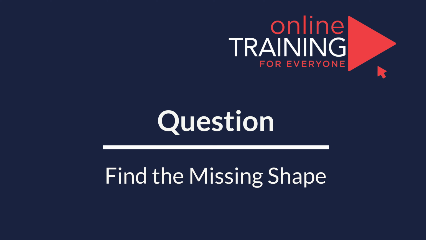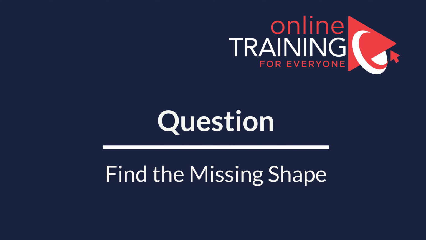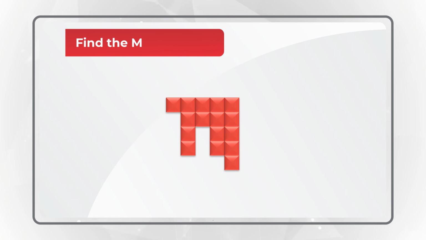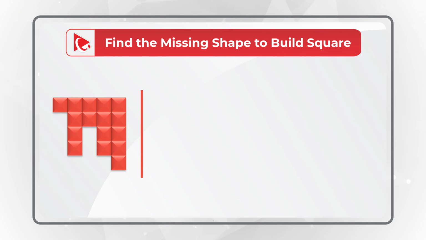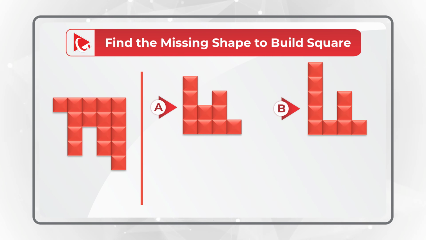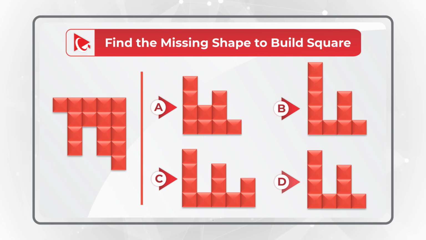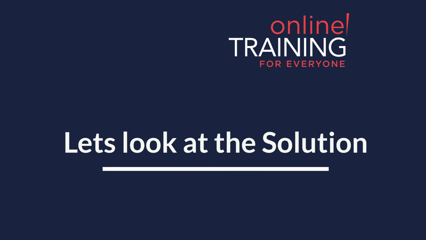Here's a very interesting question to test your spatial reasoning. You're presented with partial square, and you need to find the missing shape to build the full square. You have 4 different choices to choose from to complete the square. Choices A, B, C, and D. Take a close look to see if you can come up with the answer. And on my end, I'm moving forward to share with you the correct solution.